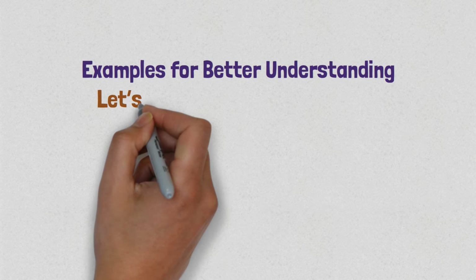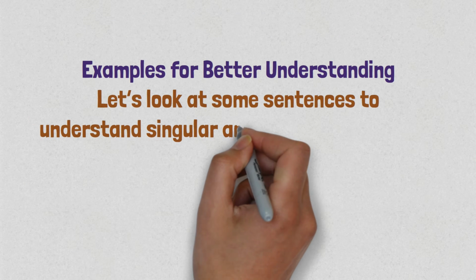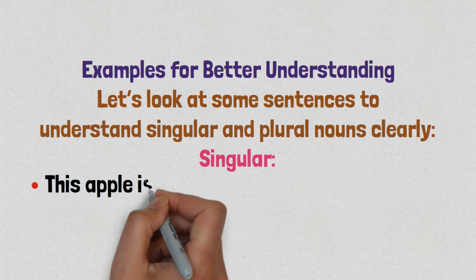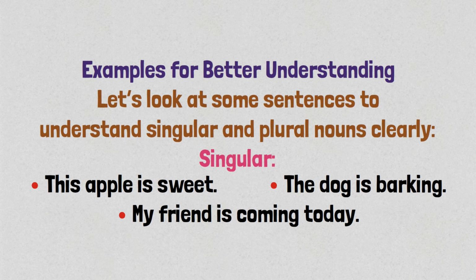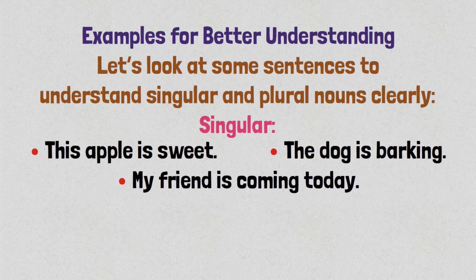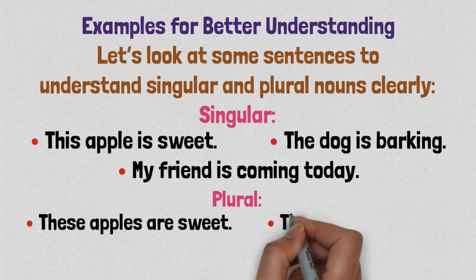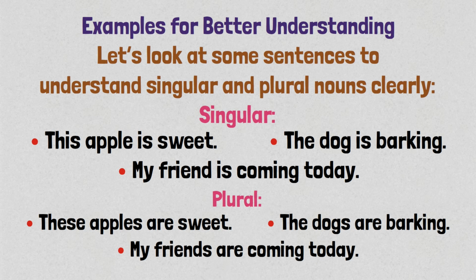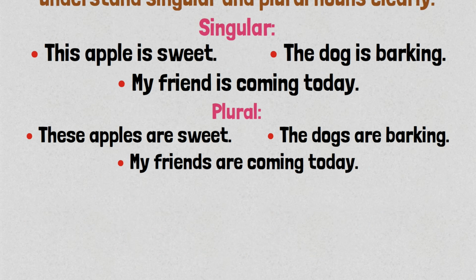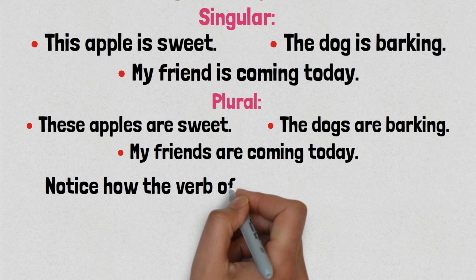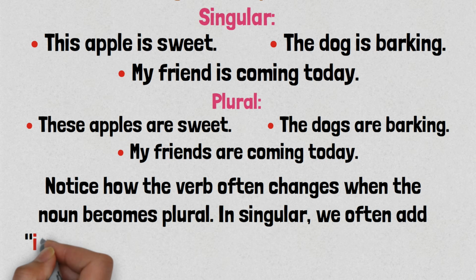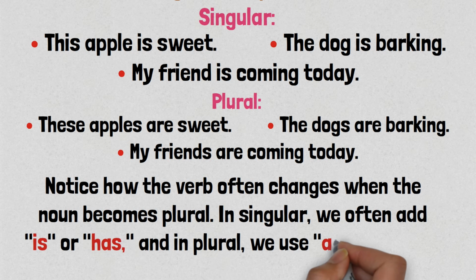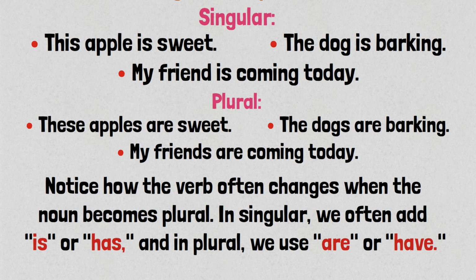Examples for better understanding. Let's look at some sentences to understand singular and plural nouns clearly. Singular: This apple is sweet. The dog is barking. My friend is coming today. Plural: These apples are sweet. The dogs are barking. My friends are coming today. Notice how the verb often changes when the noun becomes plural. In singular, we often use is or has, and in plural we use are or have.